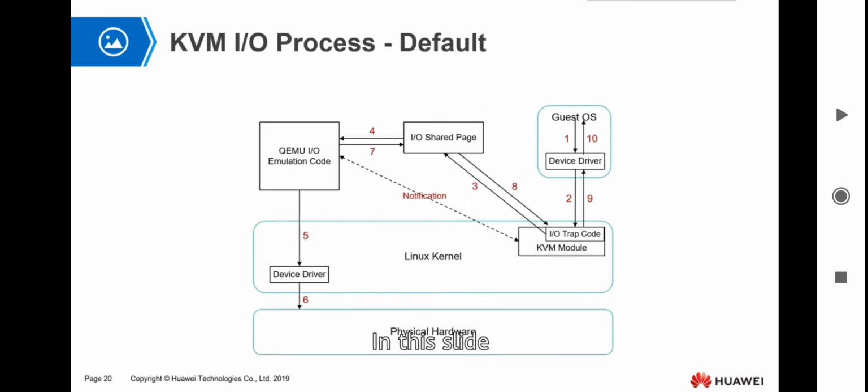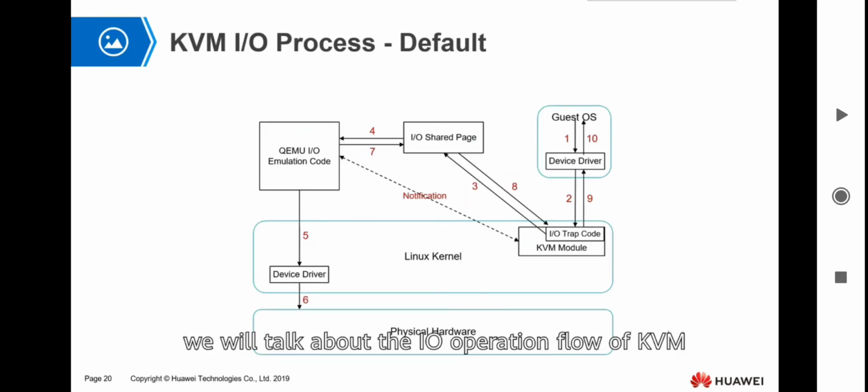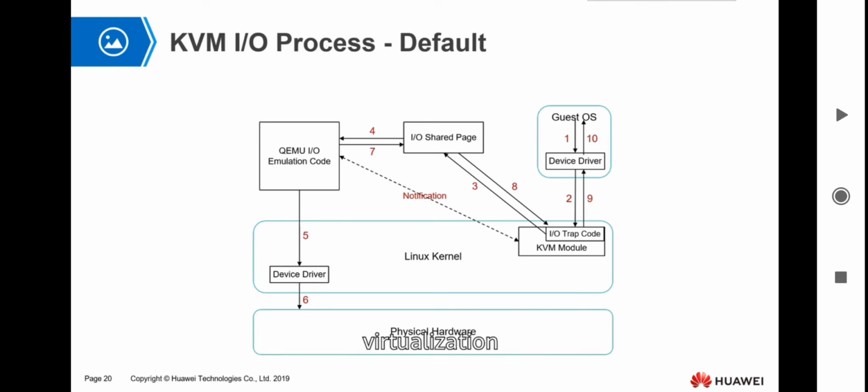In this slide, we will talk about the I/O operation flow of KVM. We are talking about computational virtualization. Unlike the problem when I/O virtualization is the difference between simulation and parallel virtualization. We are using the KVM I/O operation flow to solve the remaining problems this way. By default, KVM's I/O operation flow uses an analog approach to I/O virtualization.